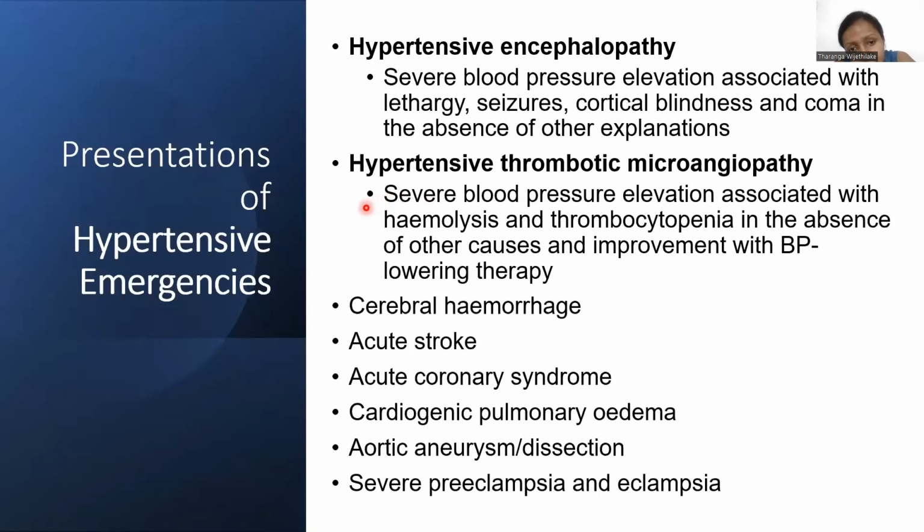Then there is this other entity of hypertensive thrombotic microangiopathy. What's that? This is a hematological manifestation. So you've got severe blood pressure elevation associated with hemolysis and thrombocytopenia, like a DIC, in the absence of other causes, and it improves when the blood pressure improves. This is actually not a very common thing to see, but it's a grave thing to miss.